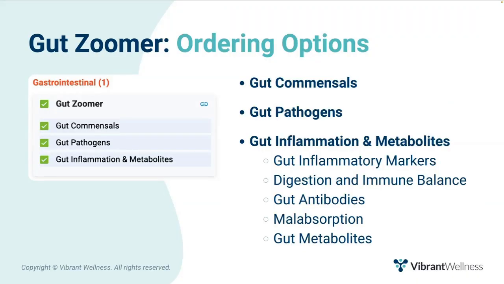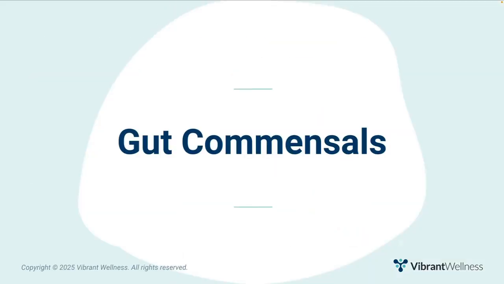The rest of the report is split into 3 panels: gut commensals, gut pathogens, and the gut inflammation and metabolites panel. Note the gut inflammation and metabolites panel includes 5 subpanels: gut inflammatory markers, digestion and immune balance, gut antibodies, malabsorption, and gut metabolites. Let's walk through each section now, starting with gut commensals.